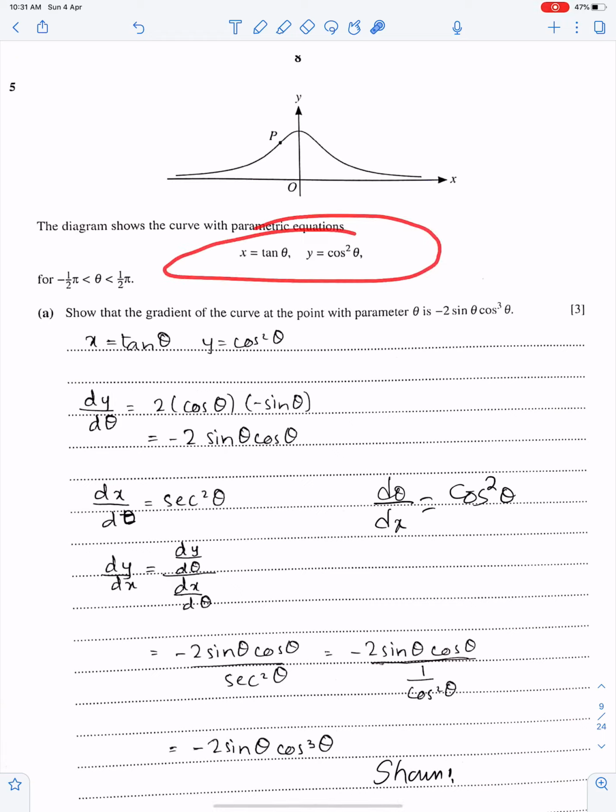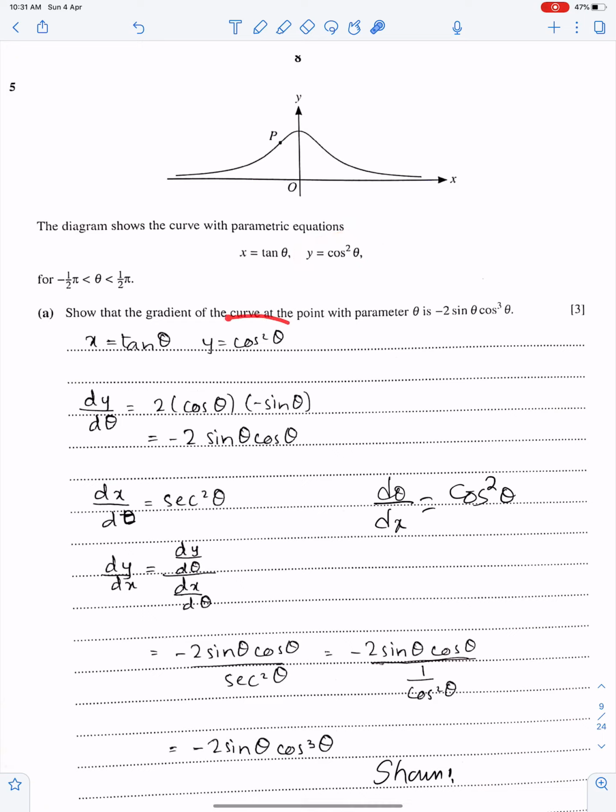Now these are parametric equations. Show that the gradient, meaning dy upon dx, of the curve at the point with parameter theta is this. We have to show dy upon dx is this. For that we need to differentiate both of these equations with respect to theta.